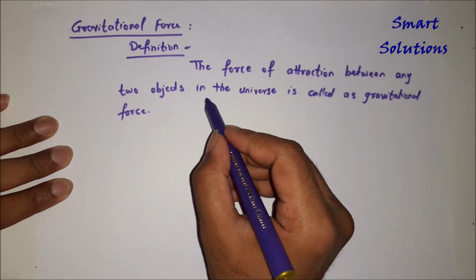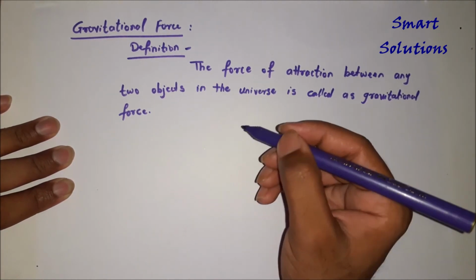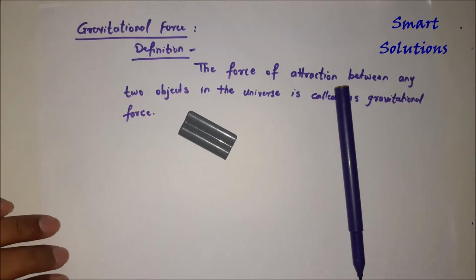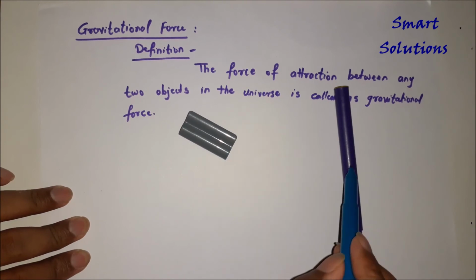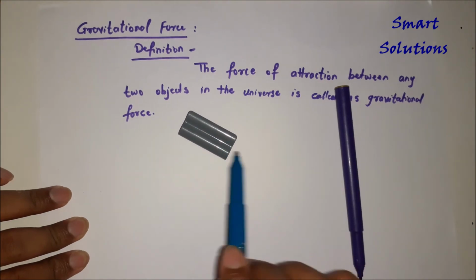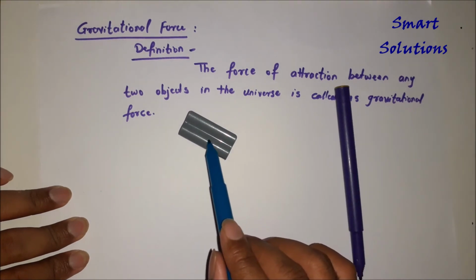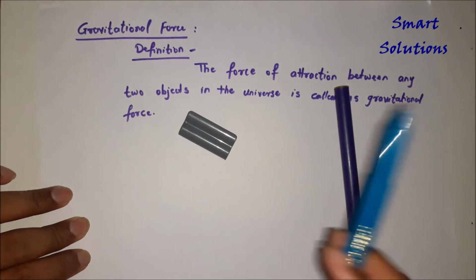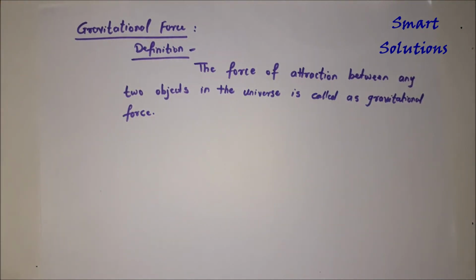So it is attraction between any two objects, as we have already seen in many cases in the universe, because the universe is so large. Say, for example, if I consider this as object 1 and this as object 2, then object 1 will be pulled towards object 2 and object 2 will be pulled towards object 1 because of the force of attraction applied by each on the other.